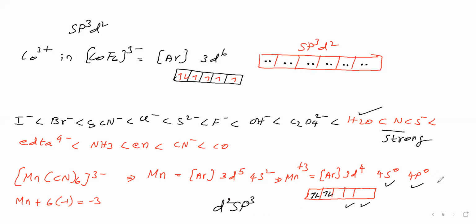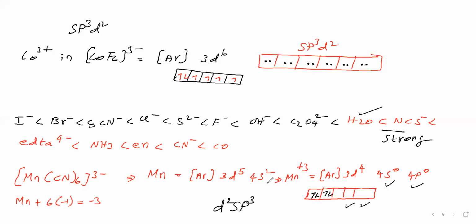Don't take d orbitals from 4d. Why? Because 3d has lesser energy when compared to 4d. If lesser energy atomic orbitals go for intermixing, then the hybrid orbital will have less energy, then stability will be more. Okay. Therefore, d2sp3 is the hybridization for this manganese.